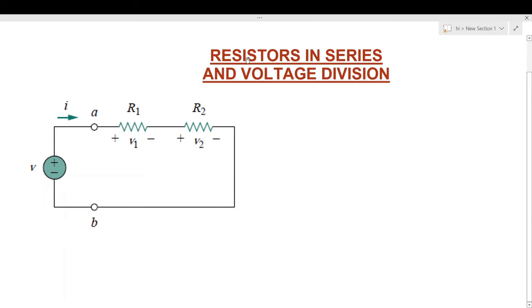Viewers, in this video we will see resistors in series and voltage division. For this we will consider a circuit which has one voltage source and two resistors, namely R1 and R2, both connected in series. The voltage drop across R1 will be V1 and voltage drop across R2 will be V2. We have noted here. Next, the amount of current flowing through both the resistors will be the same, that is I.